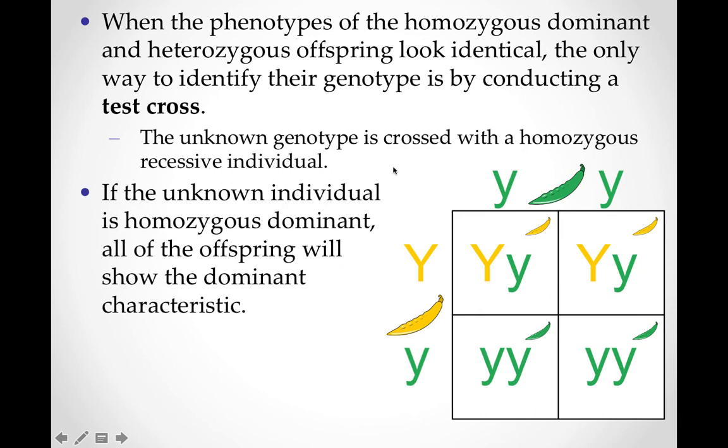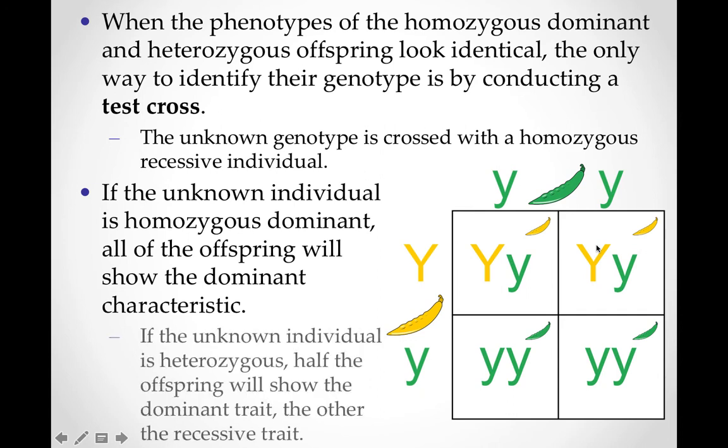If the unknown individual is homozygous dominant, all of the offspring would show the dominant characteristic. So if she would have been homozygous dominant, you would have had this offspring for all of them. They would have had a large Y and lowercase y, and you would have had all yellow pea pods in that test cross. If the unknown individual is heterozygous, half of the offspring will show the dominant trait, the other half show the recessive, which is what we have here.